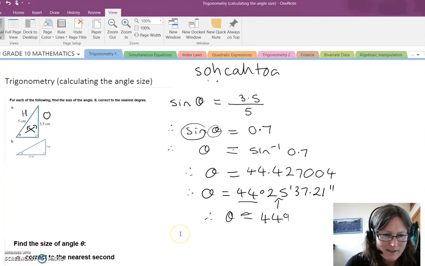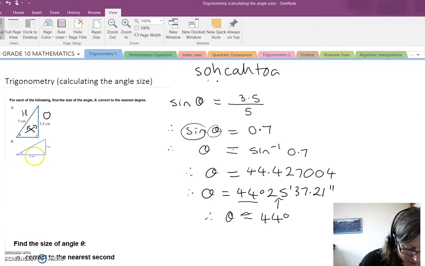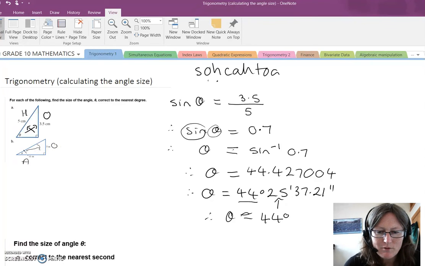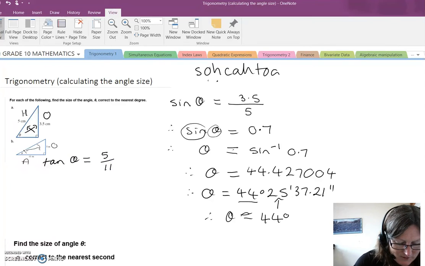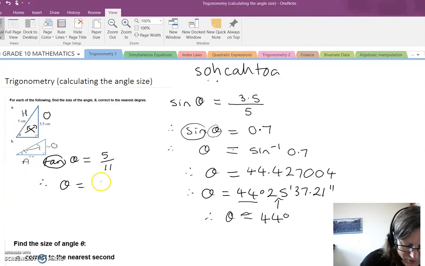Let's look at our next example. So what we have here, we have information about the opposite and information about the adjacent. So if we have information about opposite and adjacent, then we use our tan ratio. And we write the tan of the angle we're trying to find is equal to opposite over adjacent. So tan of theta equals 5 over 11. We want to move the tan to the other side. When we move something to the other side, we do the inverse. So it's tan to the -1 of 5 over 11.